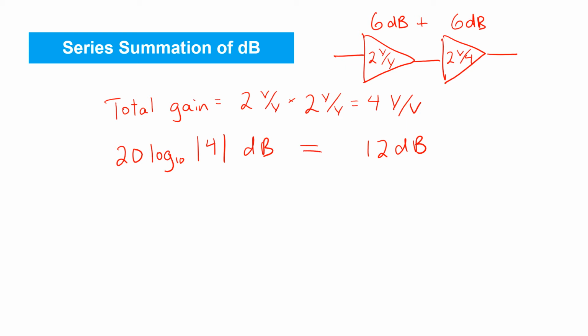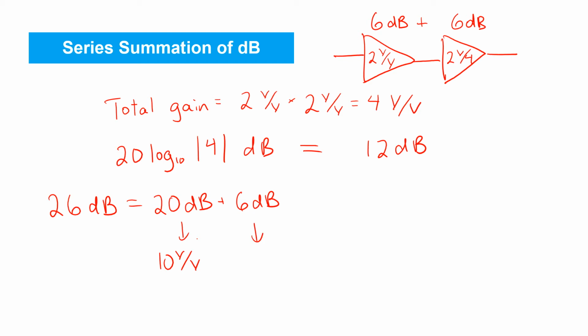Keeping this fact in mind can help you easily convert between dB and volts per volt. For example, if I tell you that an amplifier has a gain of 26 dB, you can recognize that that's the same as a gain of 20 dB in series with a gain of 6 dB. And we know that 20 dB is 10 volts per volt, 6 dB is 2 volts per volt. So 26 dB is actually equivalent to 20 volts per volt. I didn't have to take any logarithms to do that. I just had to remember that 20 dB is 10 volts per volt and 6 dB is 2 volts per volt.